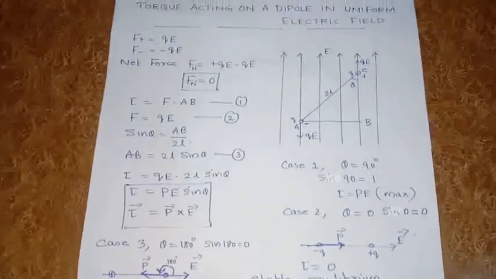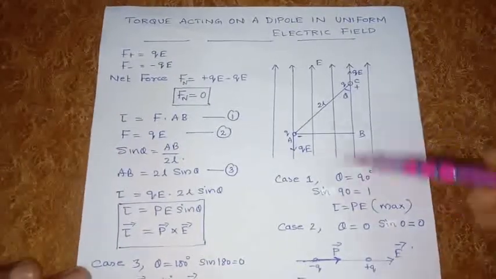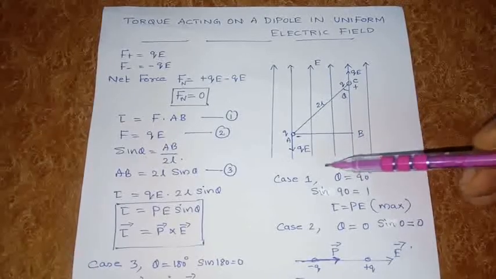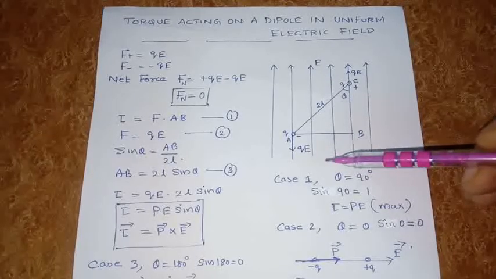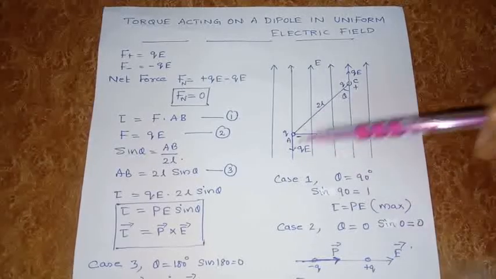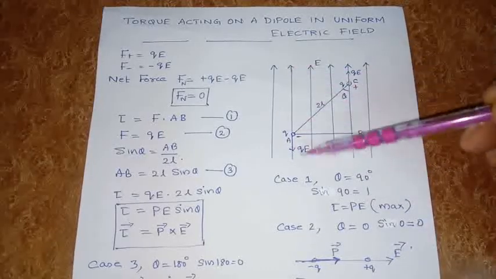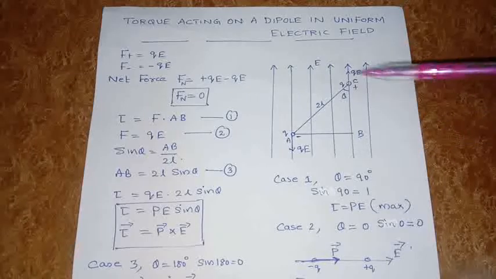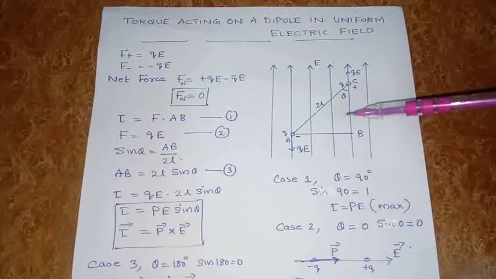Now we are going to study the torque acting on an electric dipole placed in uniform electric field. You know what is uniform electric field? If electric field has the same magnitude and direction in a region, that electric field is called uniform electric field. Uniform electric field is represented by arrow-headed parallel lines. The arrowhead indicates the direction of electric field.